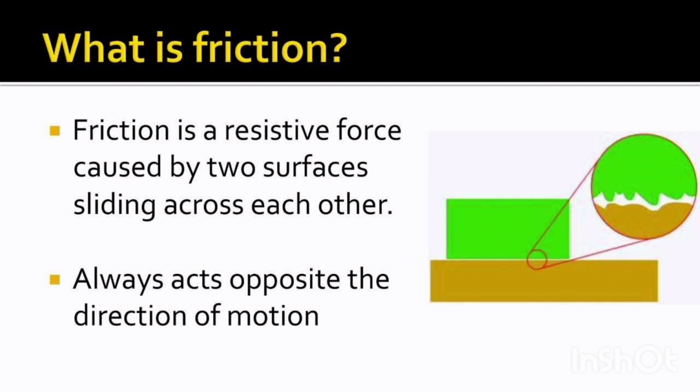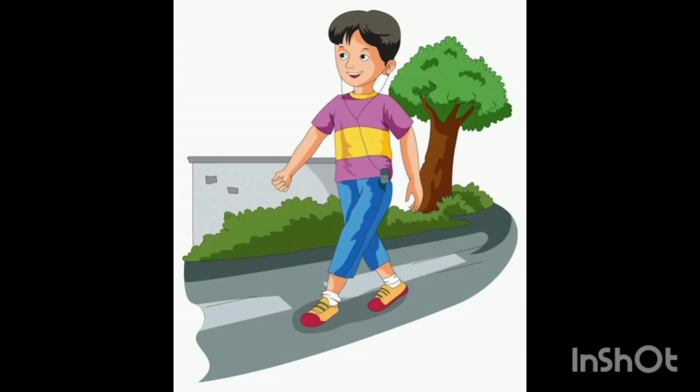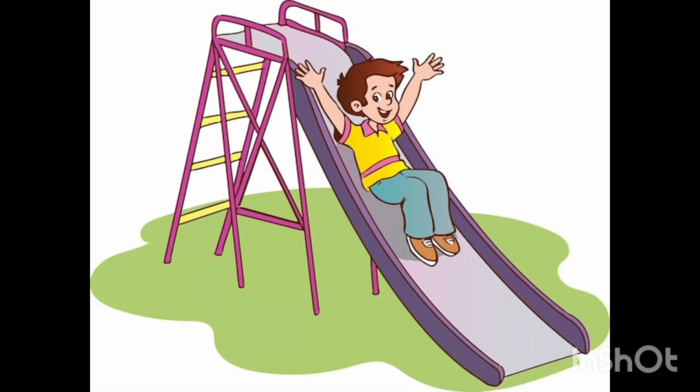When two objects come in contact with each other, there will be one force acting on the two surfaces which opposes the motion. That is your frictional force. I'll give you a few examples of frictional force: when we are driving a vehicle on the surface, when we are applying brakes to stop a moving vehicle, when we are walking on the road, when we are sliding on a garden slide. So these are all examples of friction.